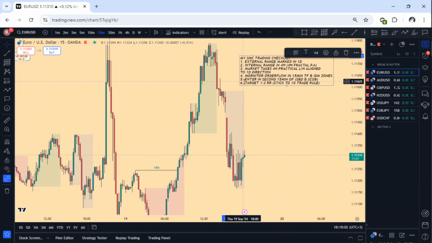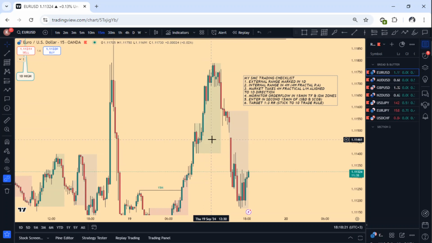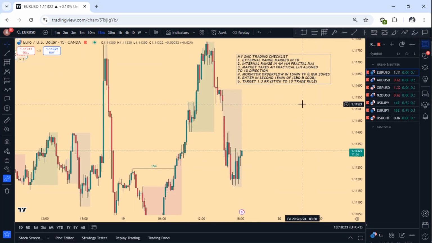That means we have already ticked number 5, enter in the second. Since this second place was out of my session, of course it was also possible to enter here, but it was out of my session, so I had to wait for London open. So what happened when London opened? I marked everything. So this is my last order flow.